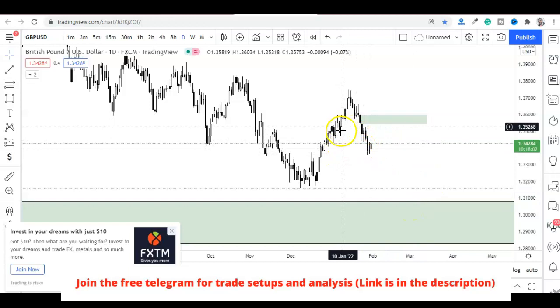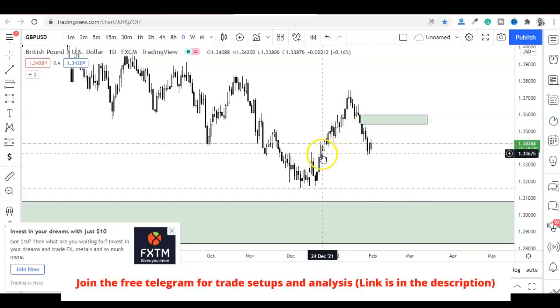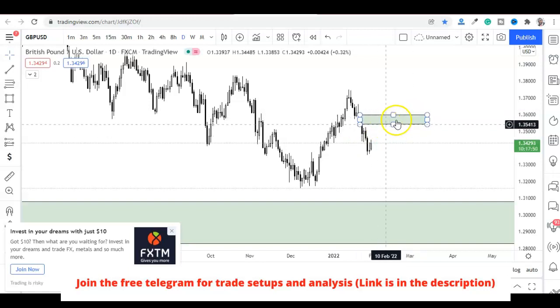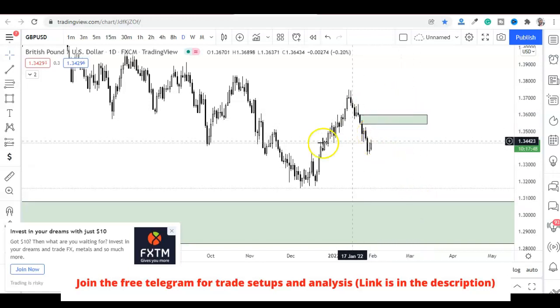Because price has swept this liquidity, it trades into this IPA candle, and then we're expecting price to push up a little into a supply zone to further push the price down. We are bearish on the Pounds USD.